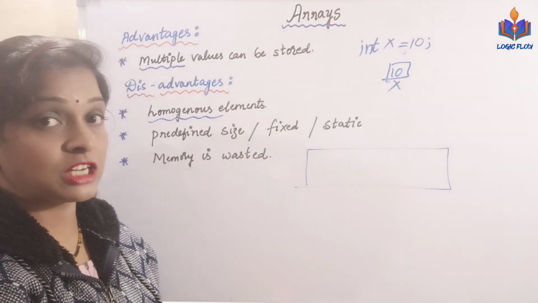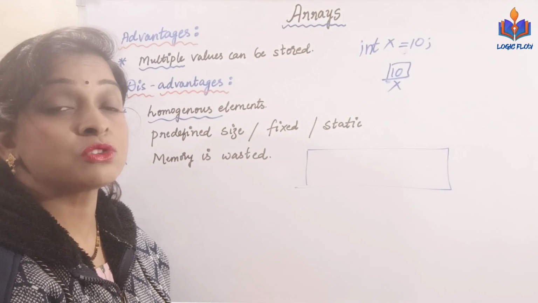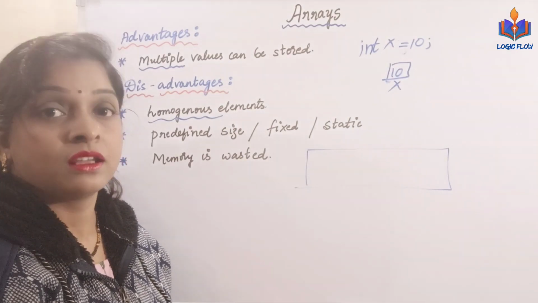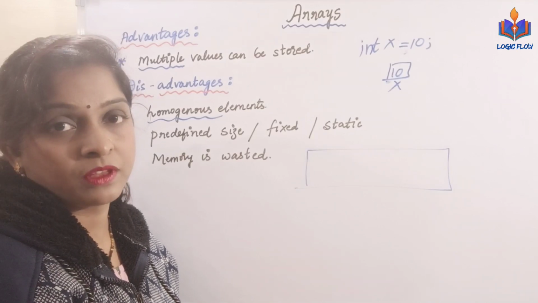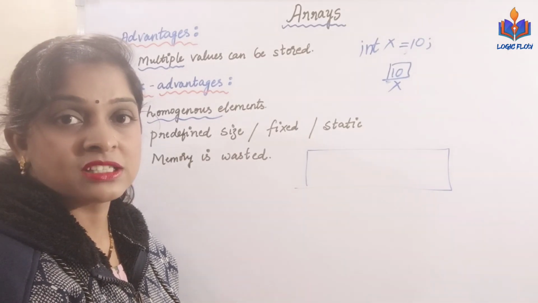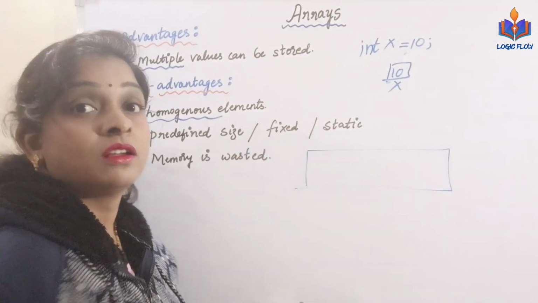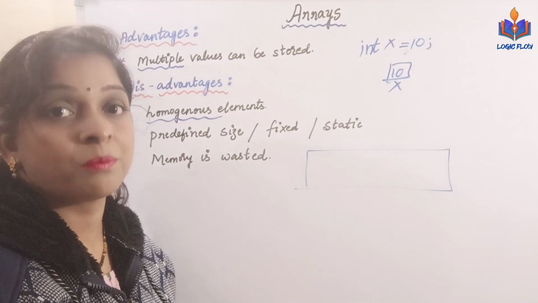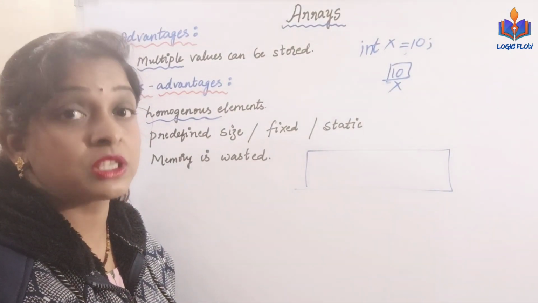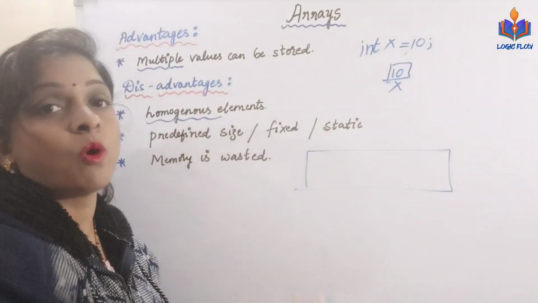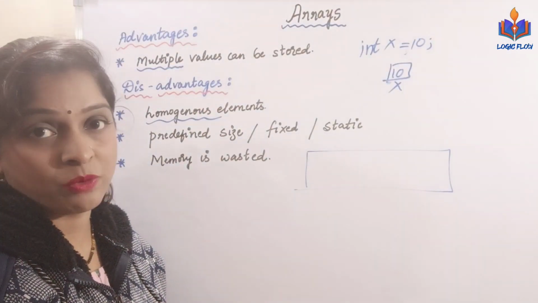The last disadvantage is that memory is wasted. Of course, when I say A of 100 and I use only 50, the remaining 50 memory bytes that I have allocated will be wasted. Out of 100 bytes, if I use only 50, the remaining bytes will be wasted because I cannot shrink or reduce it. That is the disadvantage of arrays. Well, we have many concepts in future which will overcome all these disadvantages. So that is it with advantages and disadvantages.